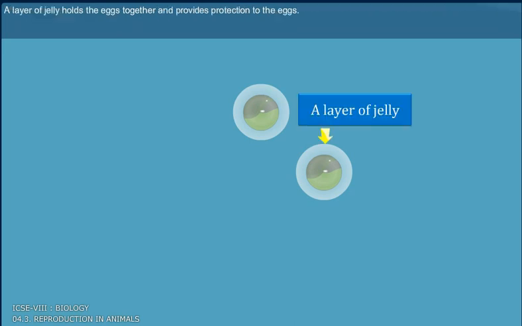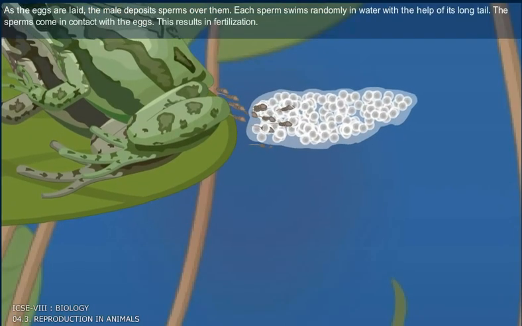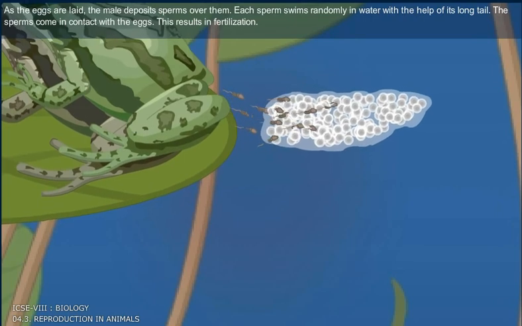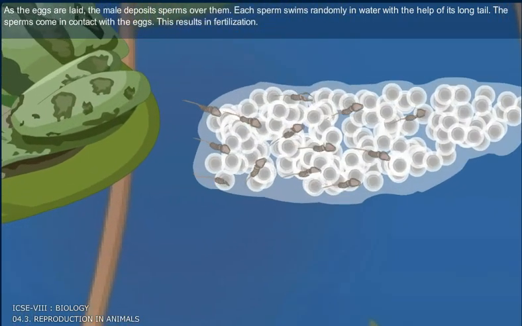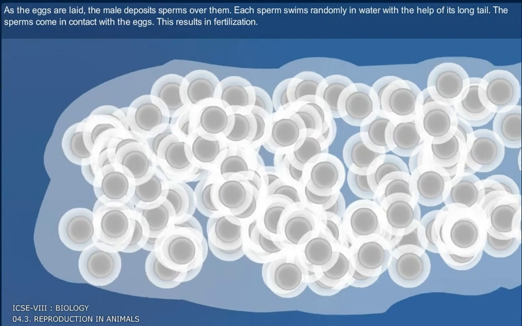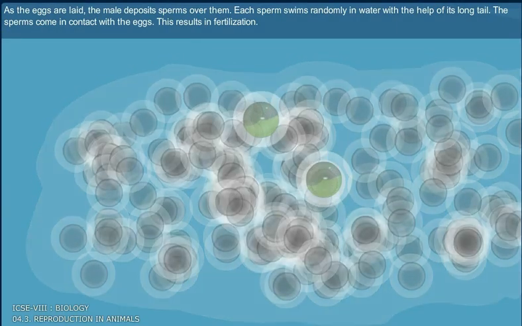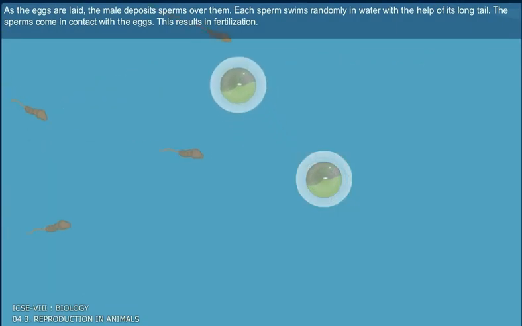A layer of jelly holds the eggs together and provides protection to the eggs. As the eggs are laid, the male deposits sperms over them. Each sperm swims randomly in water with the help of its long tail. The sperm comes in contact with the eggs. This results in fertilization.